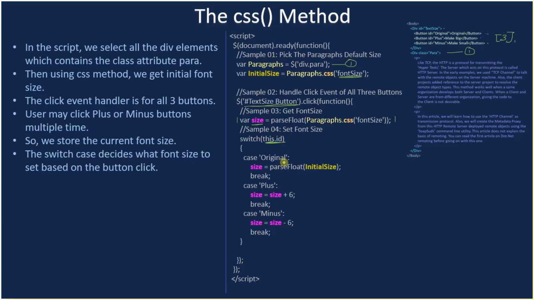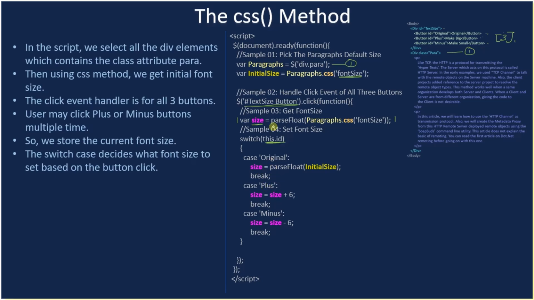And when it is original, we have the variable initial size from during the document load, right? And we take that and we assign the size. So from the current size, we replace that with the initial size that we captured during the document load.